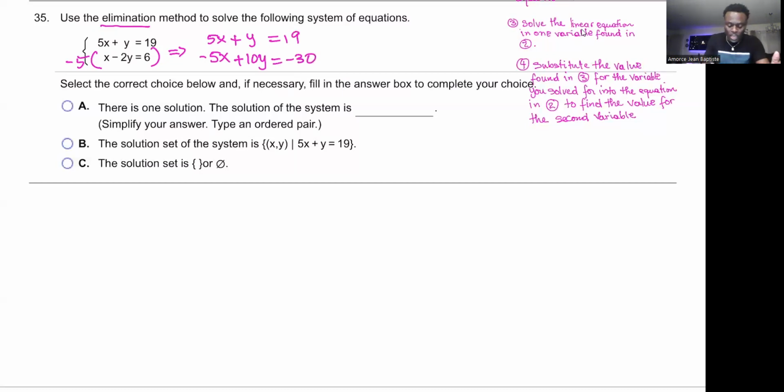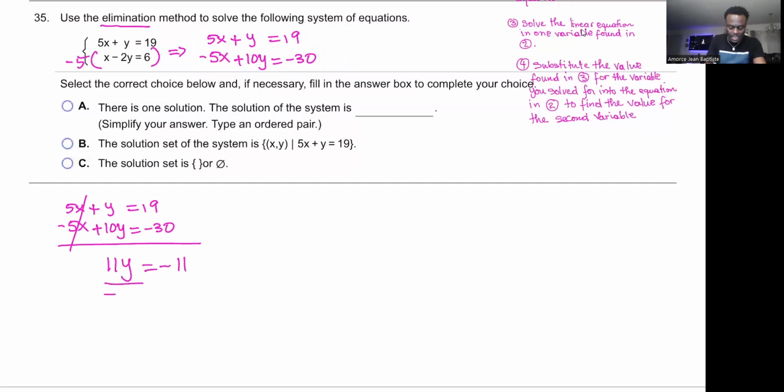Okay. Now it eliminates the x term for me by adding these two. I move it down here so we can have more room to work. And then I have 11y equals negative 11. Divide by 11. I have y equals negative 1. And I feel like we're going to have a unique solution case again.